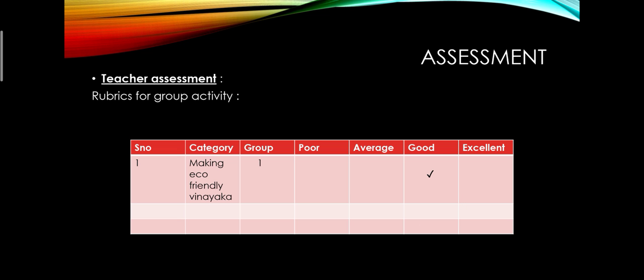Here, the teacher uses the rubrics for group activity. Under this category, group performance is categorized into poor, average, good, and excellent. Category: making eco-friendly Vinayaka. If they make it with good appearance and good coloring, then they get excellent. If anything is missed, then they get good, average, poor, like that.